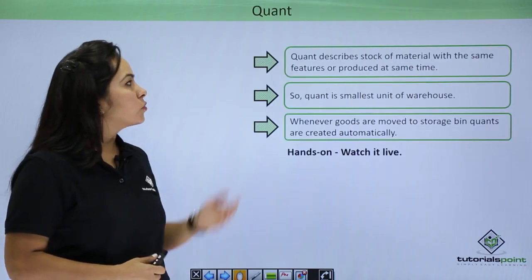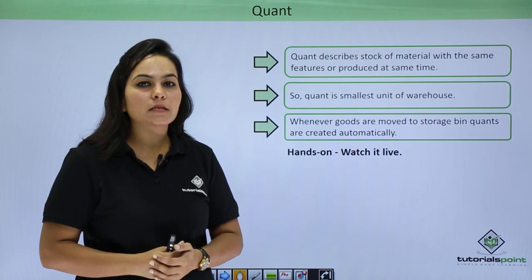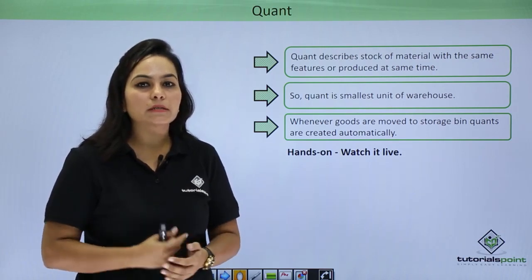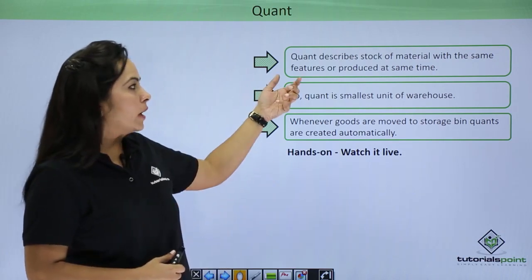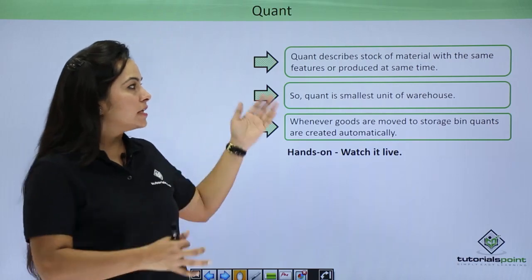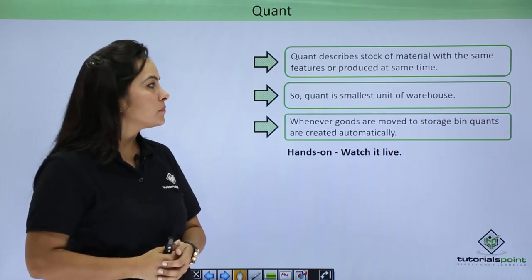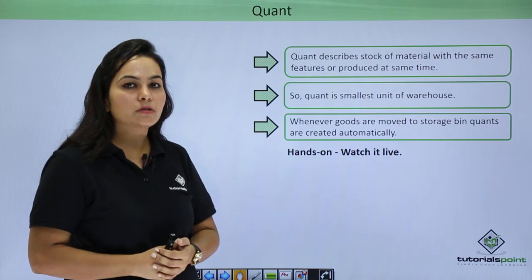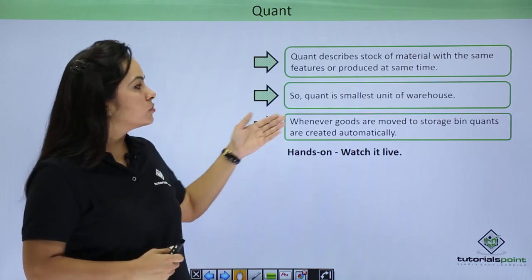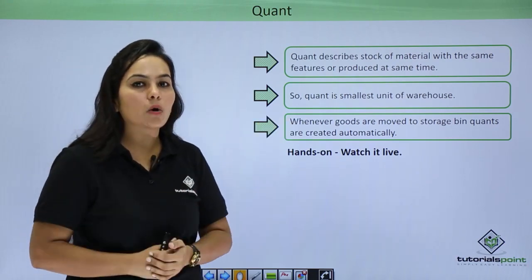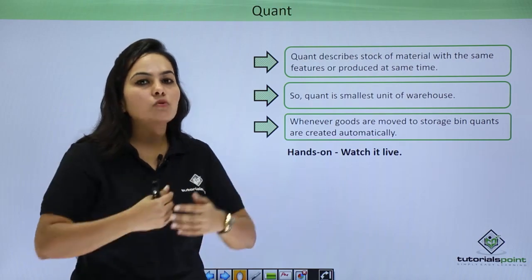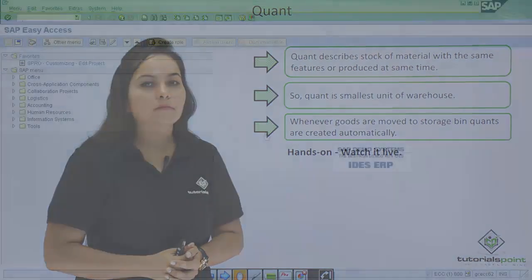Then next we have Quant. Whenever a material is placed in a storage bin, a number is generated that we call as Quant. So Quant describes the stock of material with same features produced at the same time. Secondly, Quant is the smallest unit of warehouse. Thirdly, whenever goods are moved to storage bin, Quant number is always generated. So let's do all these functions practically.